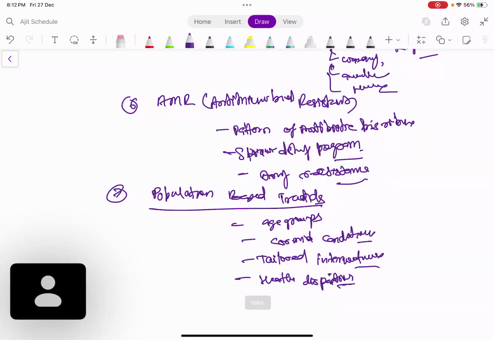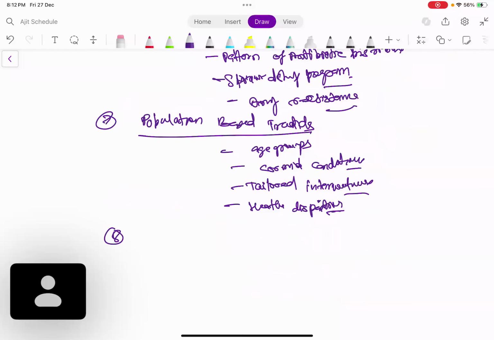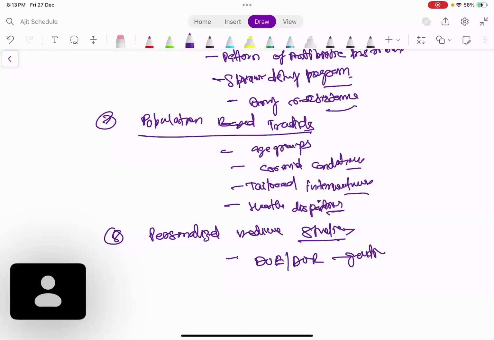And then definitely the precision medicine, personalized medicine. Personalized medicine studies means you can use the DUE or DUR data for genetic, environmental or behavioral factors, which are important in influencing the drug response.